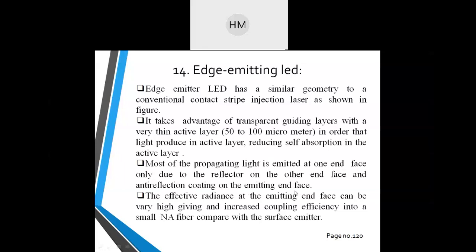So see students, as light is generated, we have to use different layers. Okay, we have to use some reflectors, and anti-reflecting coating is used in this. The effective radiance at the emitting end face can be very high, giving increased coupling efficiency into a small numerical aperture fiber compared with the surface emitter LED. It has effective radiance at the emitting end face. Okay, and its efficiency is better than your surface emitter LED.